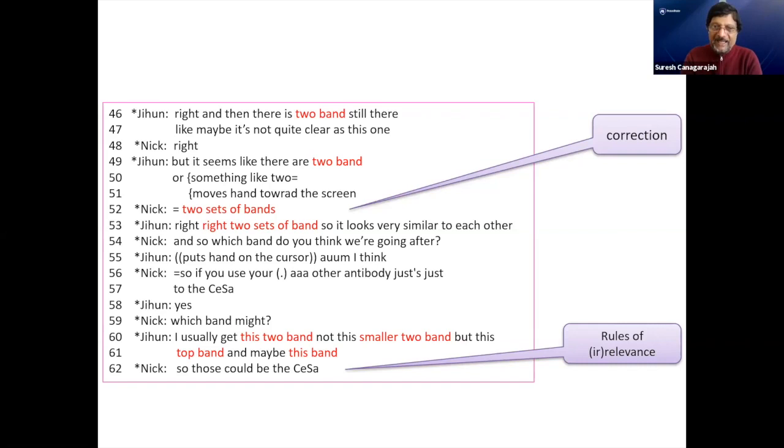So let's look at another correction where actually Nick insists on the technical term, because according to the rules of irrelevance, this disciplinary term is important.